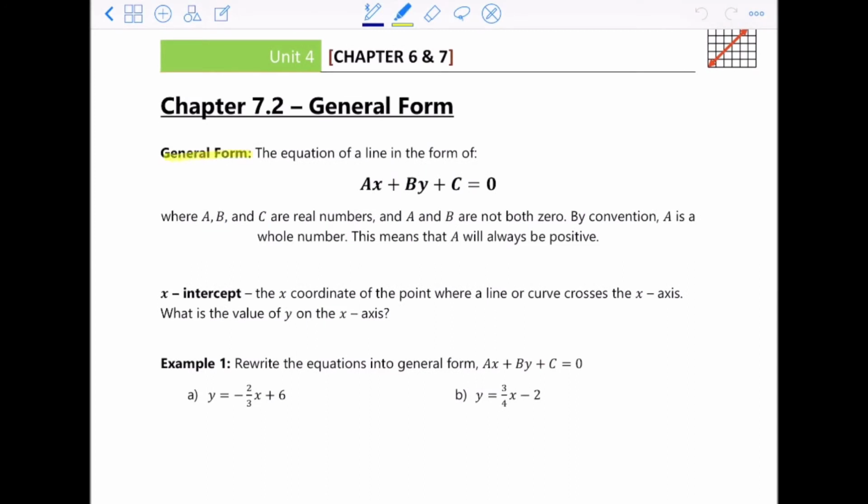General form is the equation of a line in the form ax plus by plus c equals 0, where a, b, and c are real numbers, and a and b are both not zero. By convention, a is a whole number, so a has to be a whole number. This means that a will always be positive.